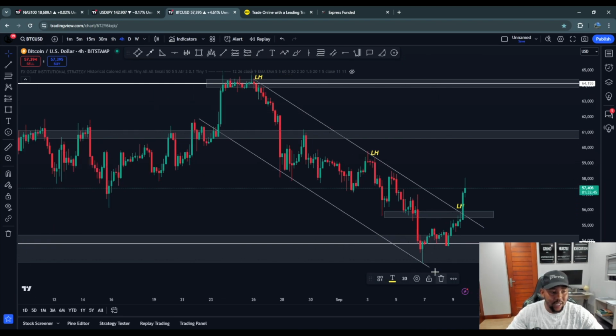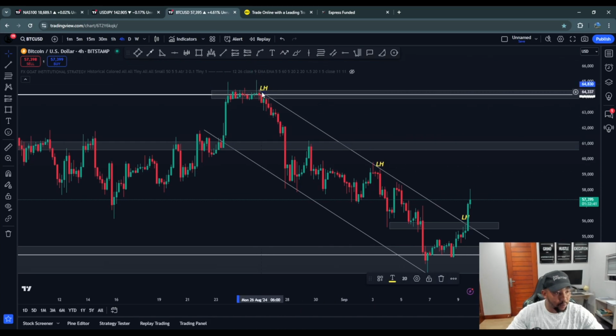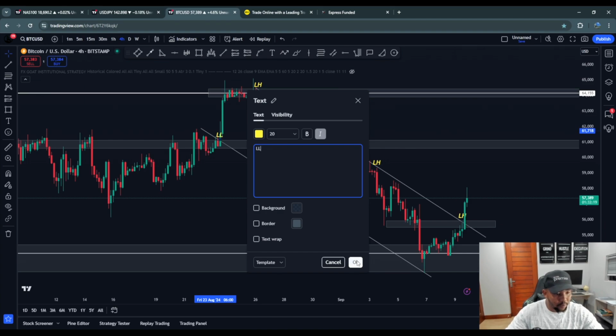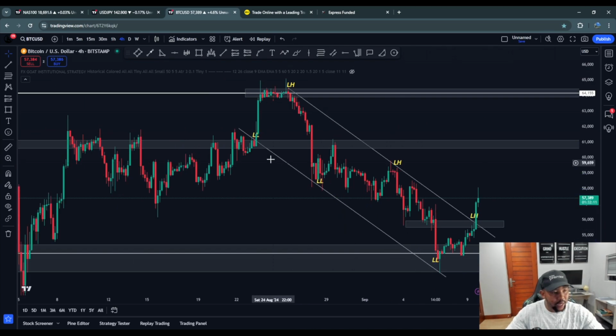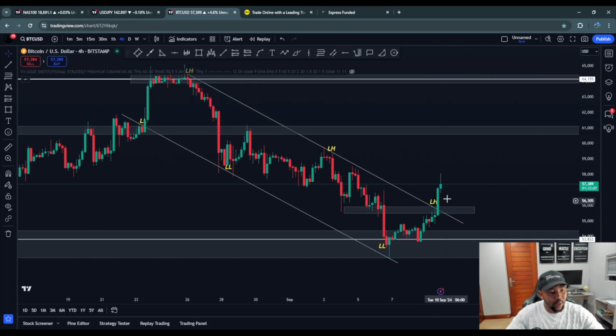Let me remove this one. I just want you guys to understand how this works. And obviously from the bottom over here, we have lower lows, right? Lower low, and again, another lower low. The reason we call them lower lows is simply because each low is lower than the previous low, indicating that we are in a lower low area, guys, right?